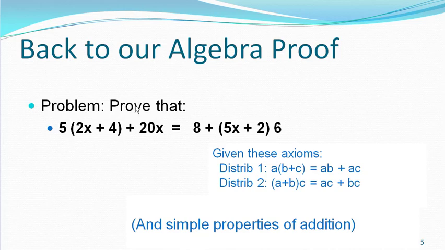So let's get back to our algebraic equality that we were trying to prove. Of course, we need some reasons to justify each step in the proof. And we're going to use these two axioms as our primary reasons in our proof, our primary justifications. The distributive property of multiplication over addition. So we have a times (b plus c) equals ab plus ac.